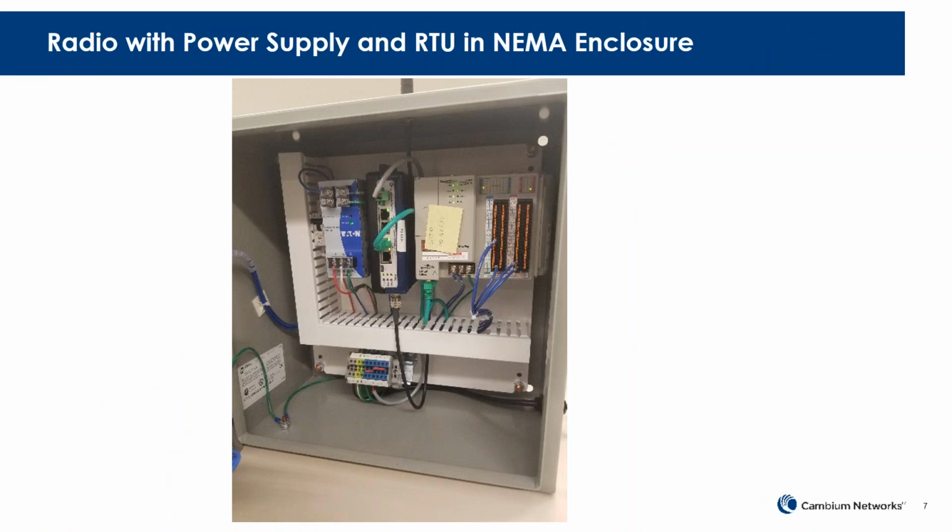And here's just another image of a radio in an enclosure, a typical deployment. In this case, there is an external PLC, and you can see how the sensor wires come into the PLC, and then there's an Ethernet connection between the PLC and the cnReach radio. So just a visual example of another type of deployment that we see with cnReach.